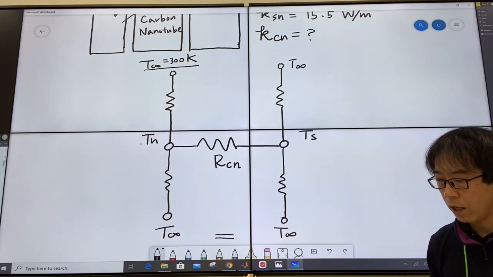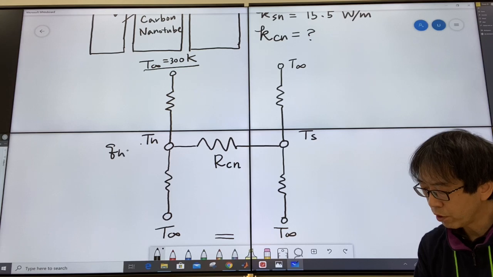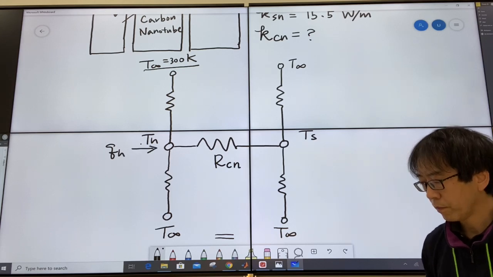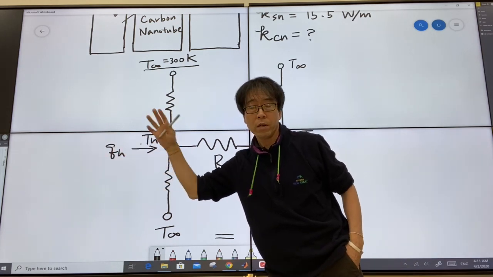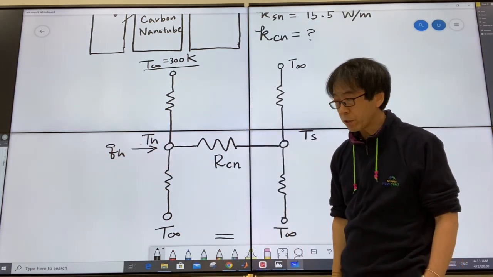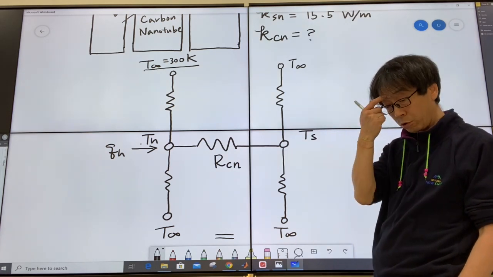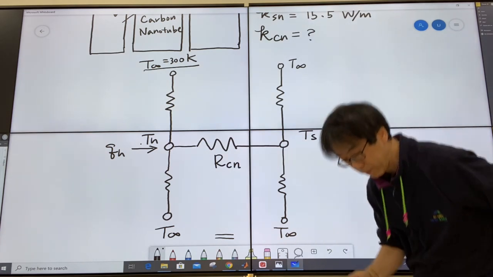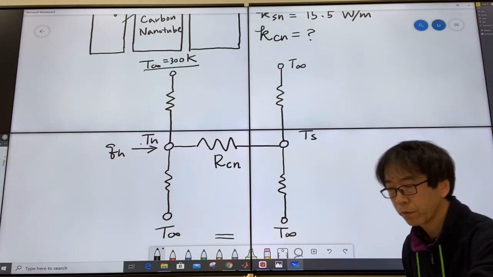And how does the heat generate? QH, the heated part, is provided. And how much was it? It was 11.3 microwatts. If you take a look at your textbook, you'll find it out. And what happened to this QH?